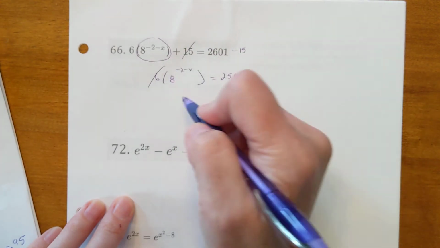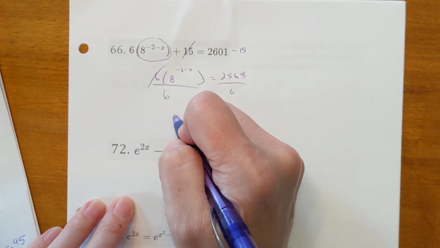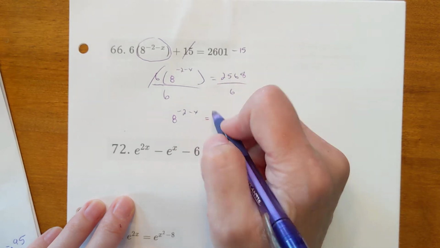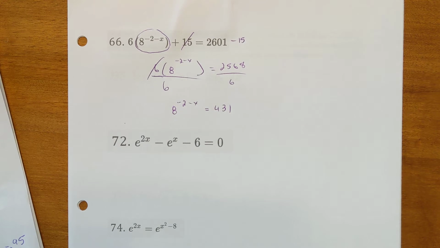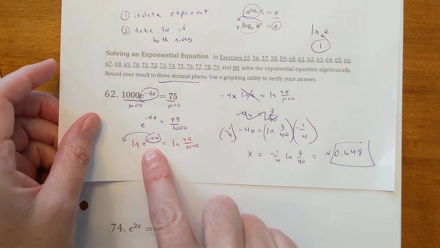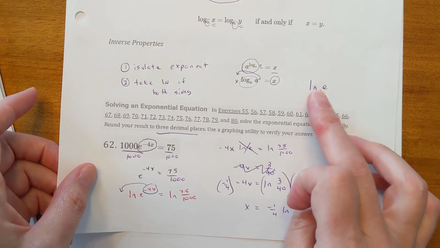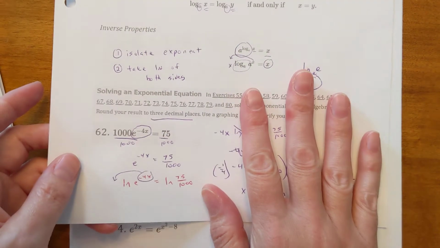Then divide by the 6. And you get 8 to the negative 2 minus x equals 431. And then at this point, you could take the log or the natural log. On the last problem, it was a good idea to take the natural log because we wanted to cancel out the letter e. And if we didn't do the natural log, the e wouldn't have disappeared. We wouldn't have had the natural log of e with the base e making the number 1 anyway. That had to be natural log.